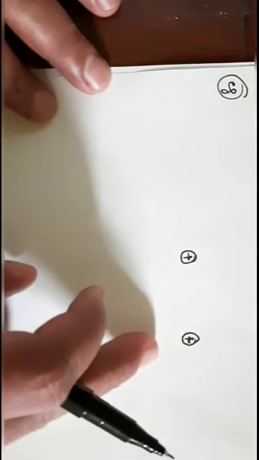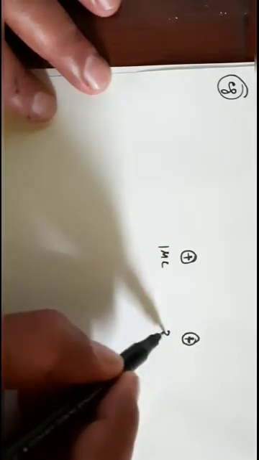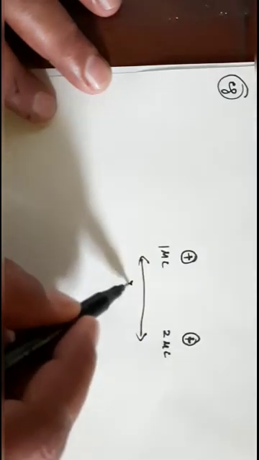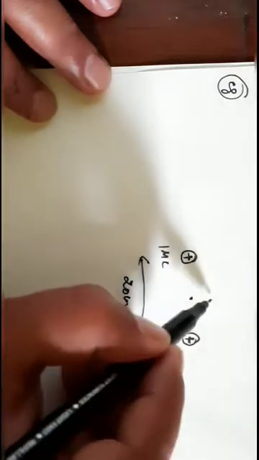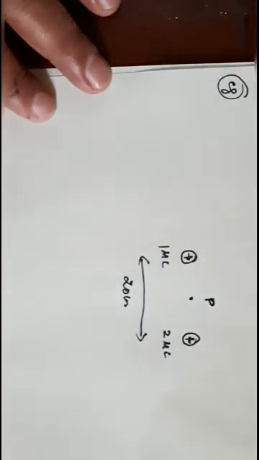To study the principle of superposition, let us discuss a simple example. Consider two charges having charge 1 microcoulomb and 2 microcoulomb, separated by a distance of 20 centimeter, and I want to calculate the electric field at the center of these two charges.